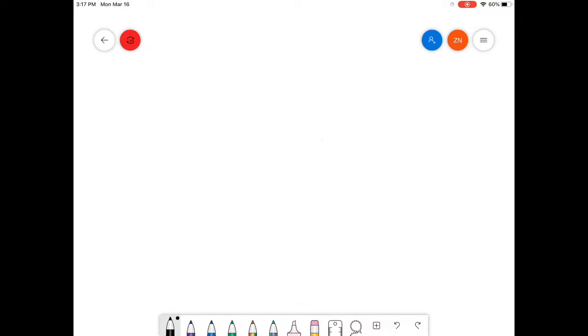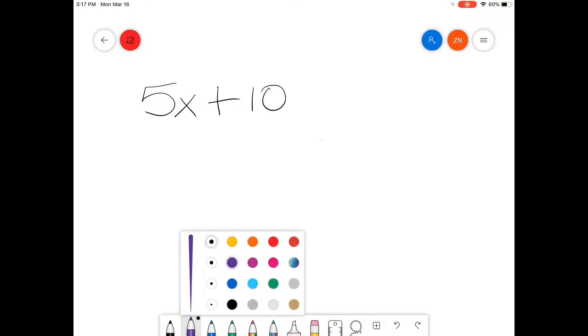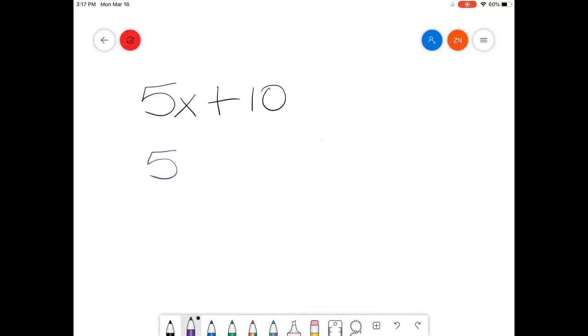Example number 1 will be 5x plus 10. Just like what we were doing previously, take a look at 5x and 10 separately. So we'll have 5x and 10. How can I break apart 5x? 5 is only divisible by 1 and itself, so I'm just going to write 5. There's only one x, so I can just write times x. The 10, on the other hand, can be written as 5 times 2. There's no variables here, so I'm not going to add an additional variable.